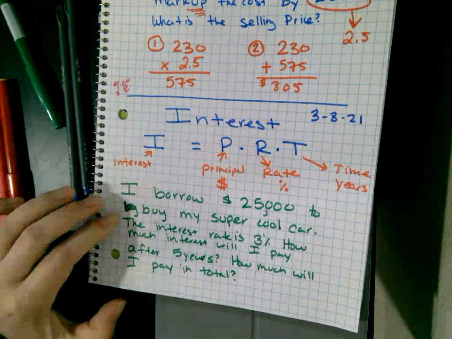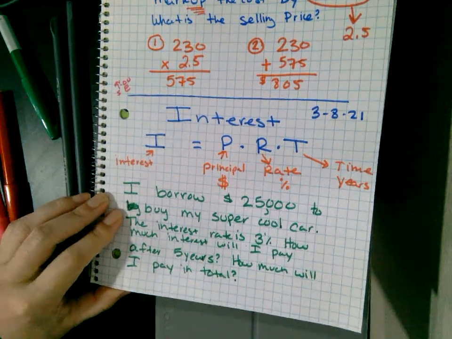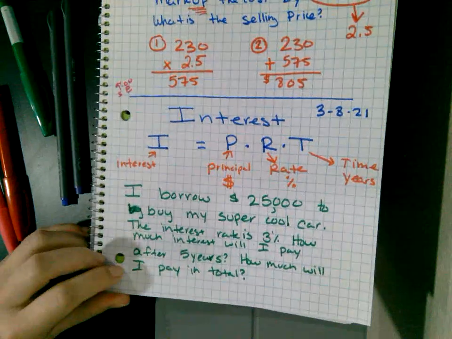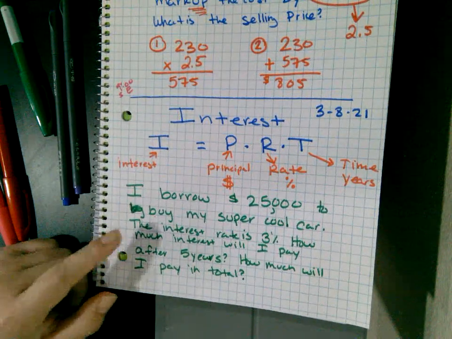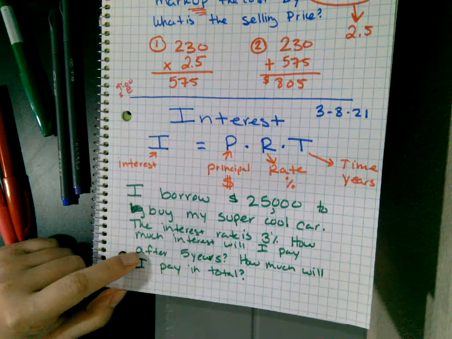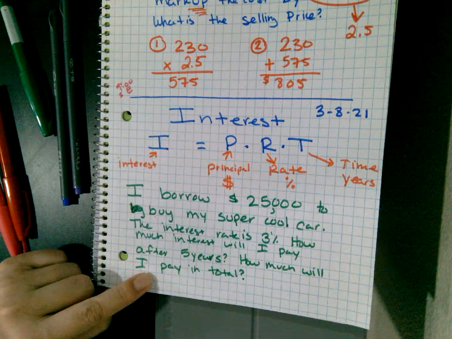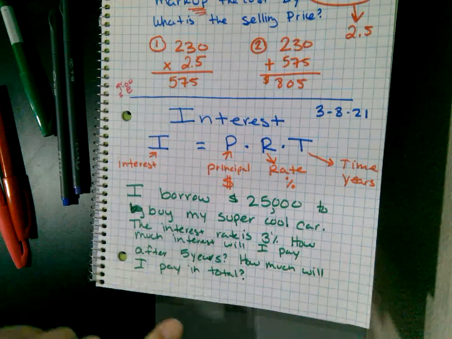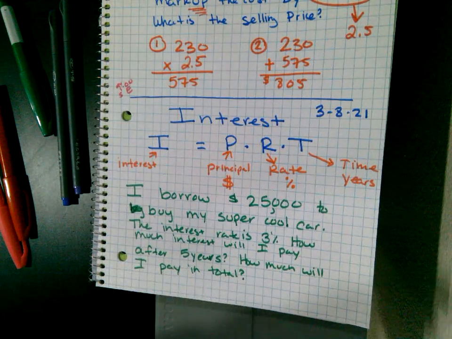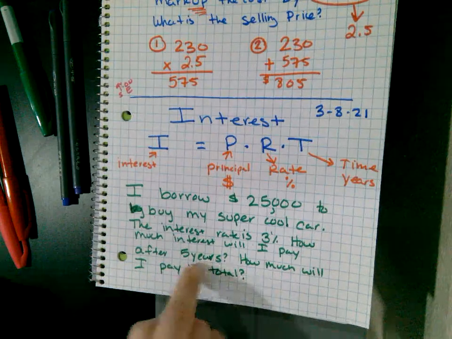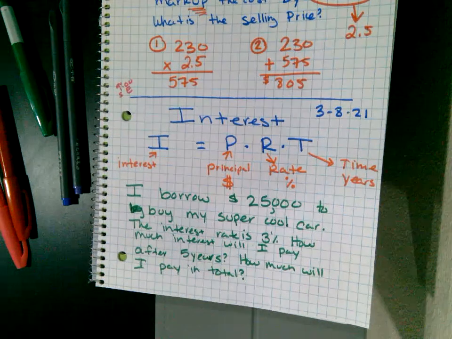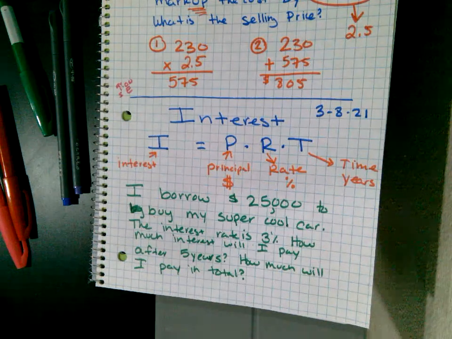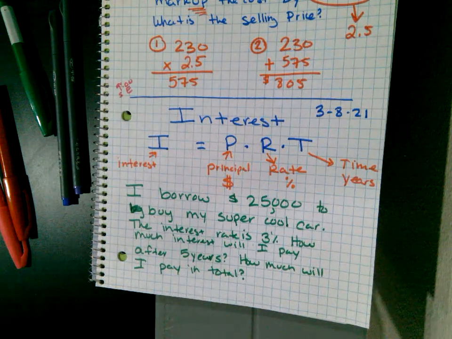So I borrowed $25,000 to buy my super cool car. The interest rate is 3%. How much interest will I pay after 5 years? How much will I pay in total? Usually they'll ask you two questions, or they'll just ask you the first question and not the second, or they'll ask you the second question and not the first. So the number one thing is, what are they asking me to do? Are they asking me just to find the interest, or are they asking me to find the total? Because those are two different questions.